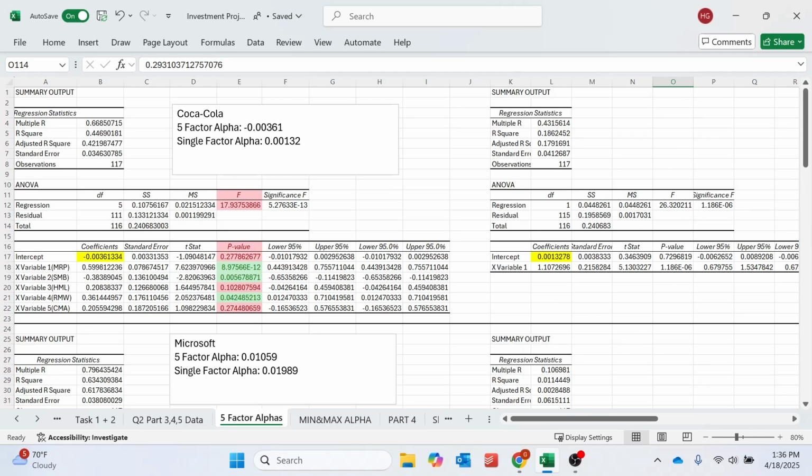Overall, this just shows that the single factor equal weight is not as strong at predicting the movement of the stock returns, and that by making it more simple, you lose out on a lot of the statistical significance, and your model is just not as strong at predicting the movement of the stock.